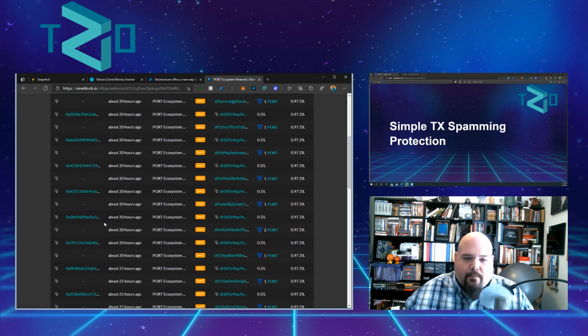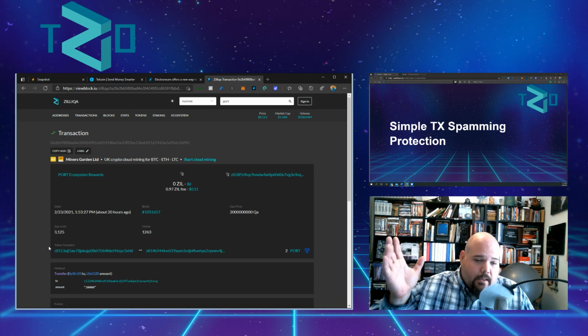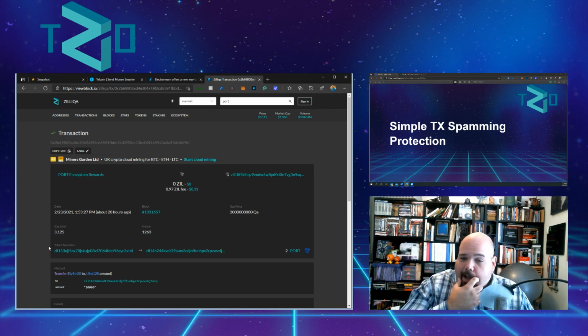Sorry, these are people's wallets. I'm just grabbing a random transaction here. I have no idea who they are, but somebody received 2 port from package portal. The transaction fee was, excuse me, not 97 cent, 0.97 gZIL. And you can do this if you want on ViewBlock, or you can take my word for it. Transaction after transaction after transaction.